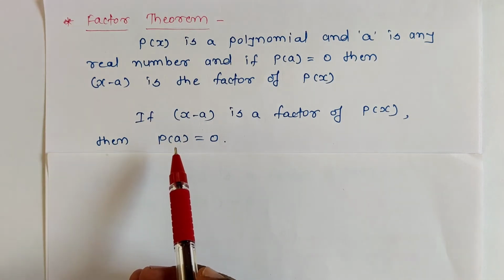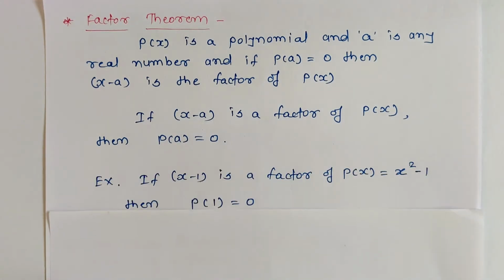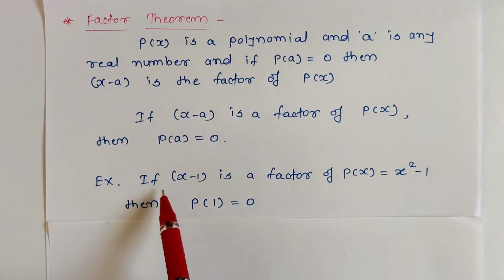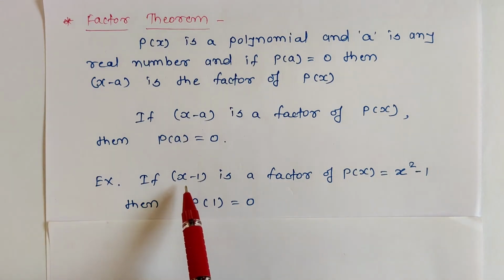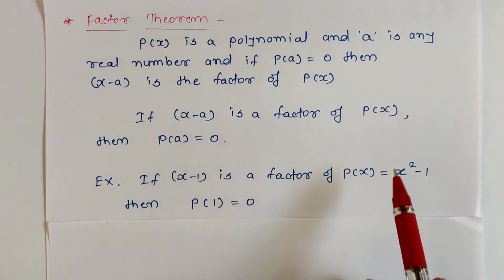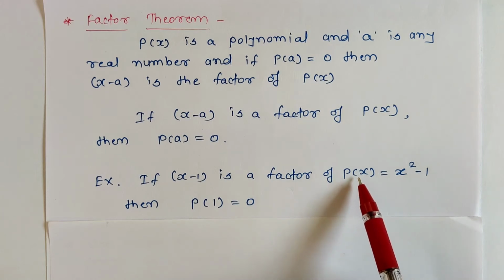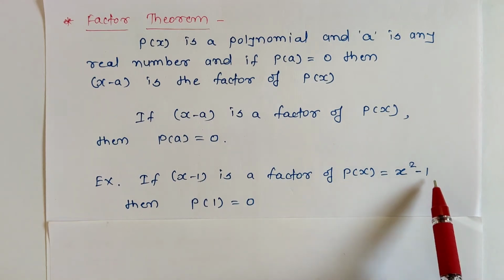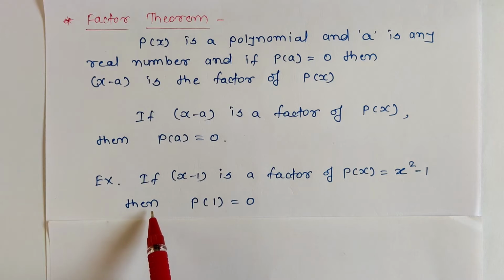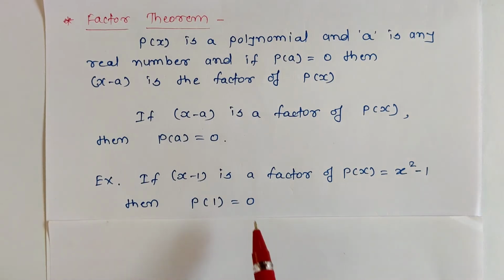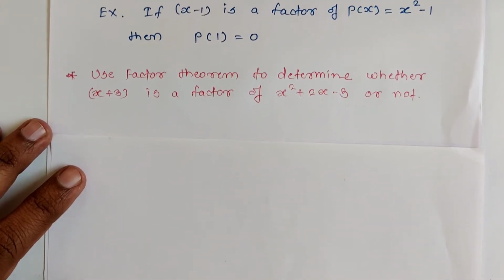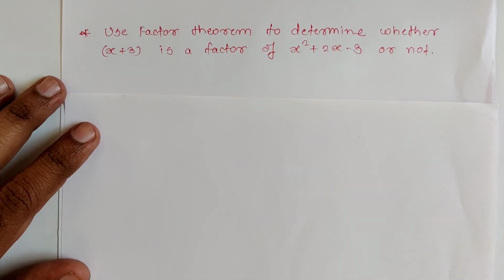Now to illustrate this, let us have an example. Suppose if there is x minus 1, which is a factor of polynomial p of x is equal to x square minus 1, then we say that p of 1 is equal to 0. Now let us solve one example based on this theorem.